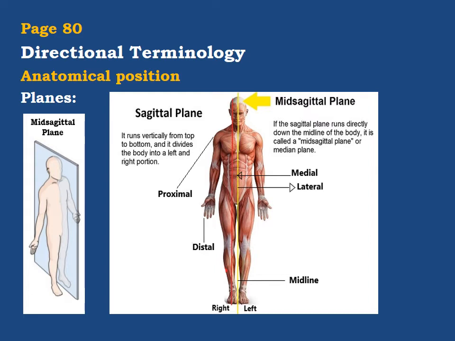What does it say? Away from the median, which means it is far from the midline. Far from the midline. So look at the arrows. If it is going towards or if it is closer to the midline, we describe it as medial. If it is going away from the midline, we describe it as lateral.